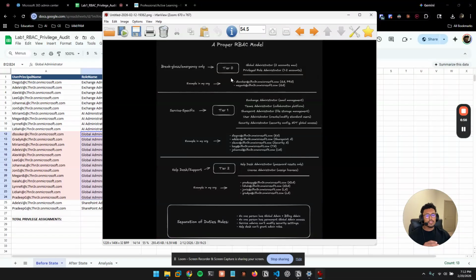So you start off on tier 0. Tier 0 is your break glass and emergency only tier. This is like when nothing else is working. This is like the last resort. These accounts are going to have your highest privileges. These are your global administrators and your privileged role administrator. A good rule of thumb is you should only have 2 global administrators max. And then privileged role administrators, you should have 1 to 2.